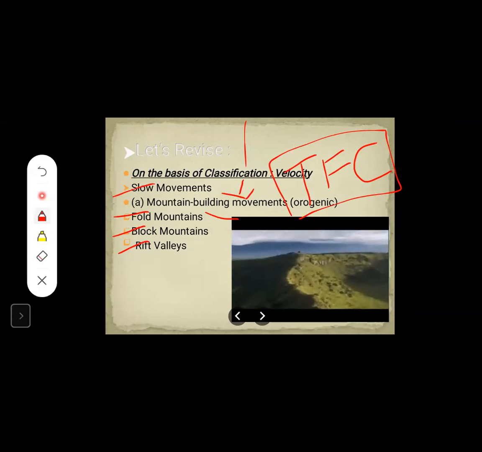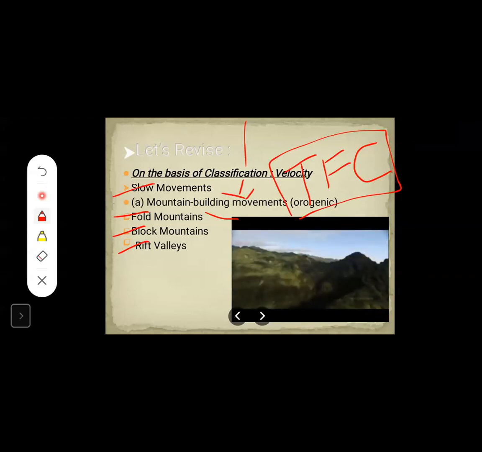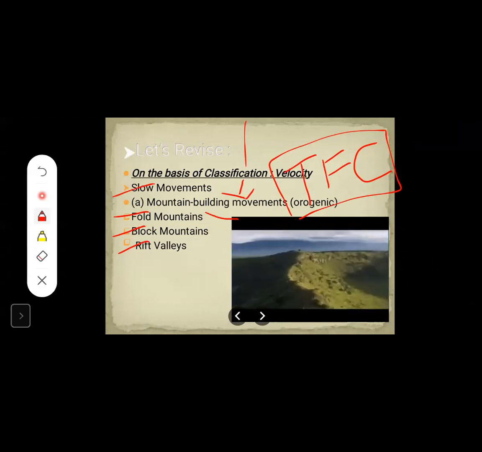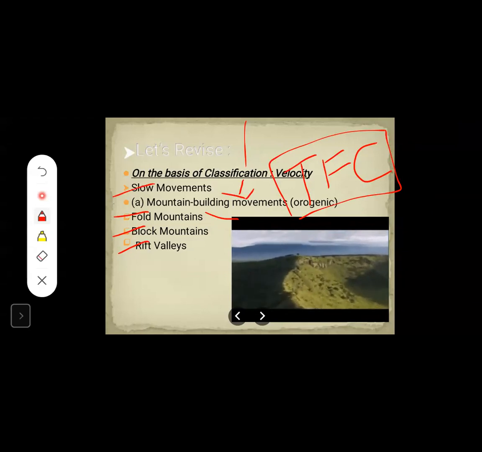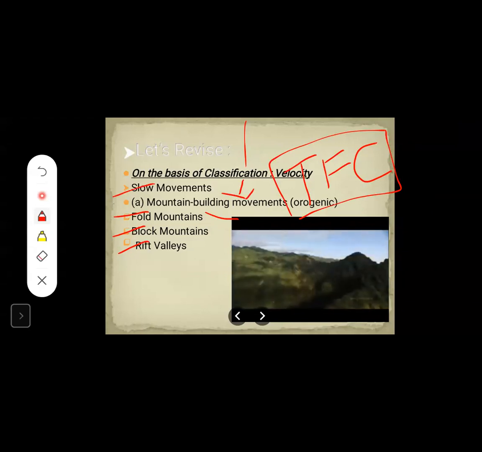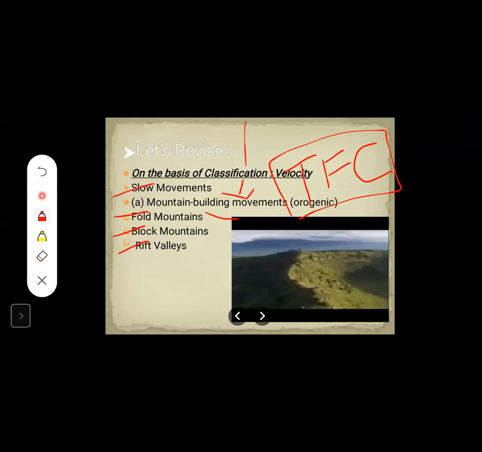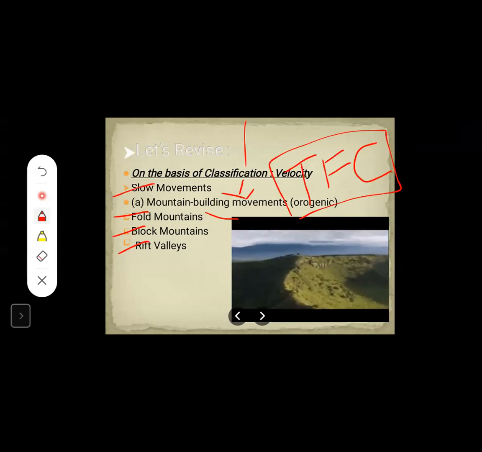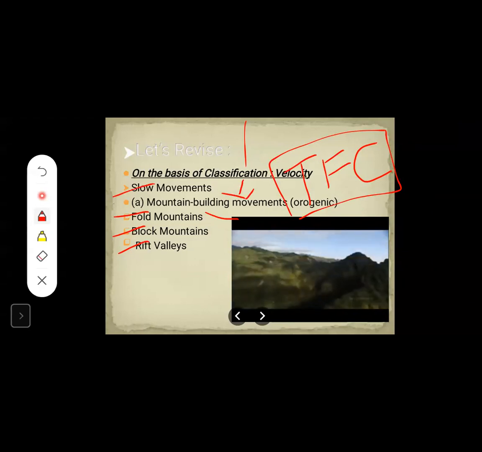Why do you have to keep these examples in your mind? Because sometimes they will ask you in match the following, or correct the pairs. For filling the blanks also they may ask. So for each and every fold mountain, block mountain and Rift Valley, you have to keep the examples in your mind. Then after that, the main thing about this topic is the diagrams.